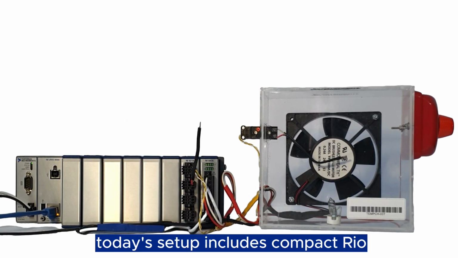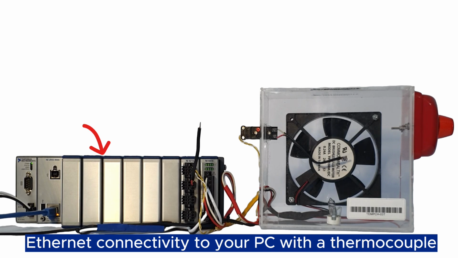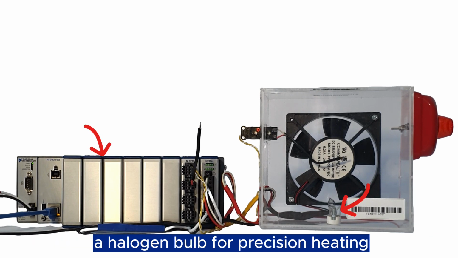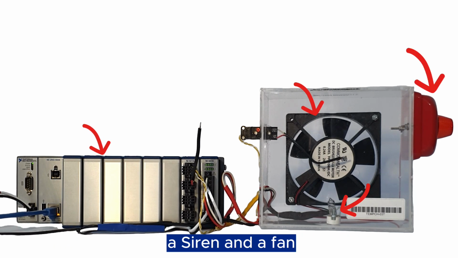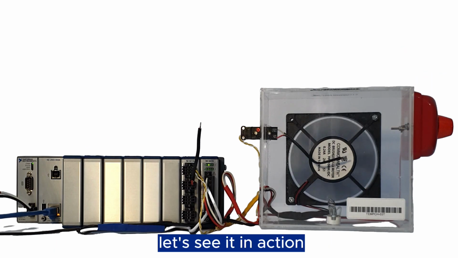Today's setup includes CompactRIO with only 2 modules: Ethernet connectivity to your PC with a thermocouple, a halogen bulb for precision heating, a siren, and a fan acting as a disturbance to challenge the system. Let's see it in action.